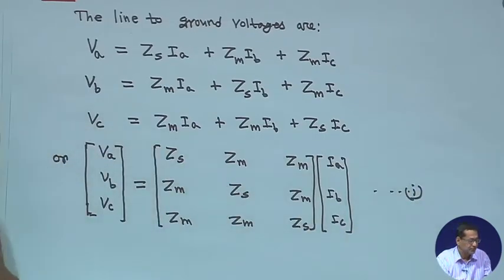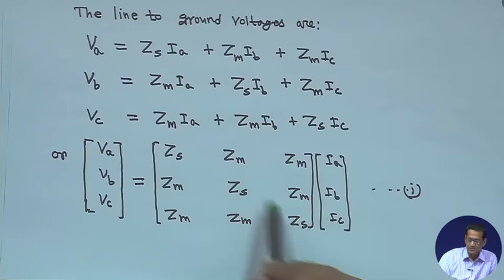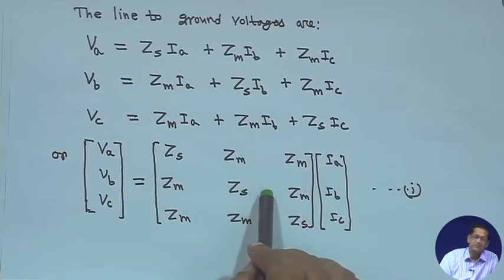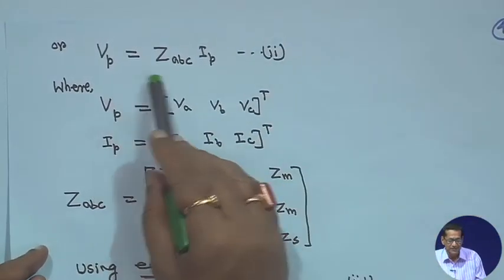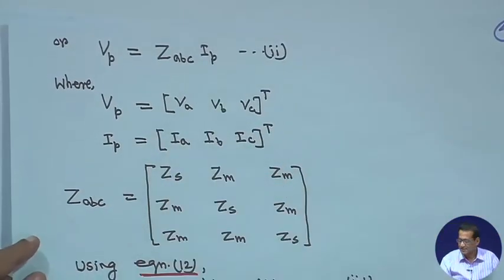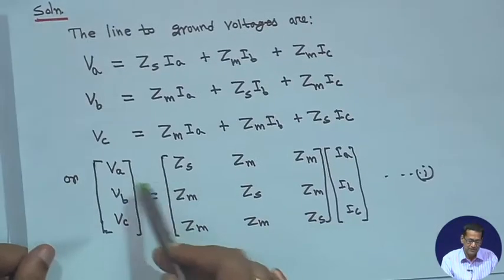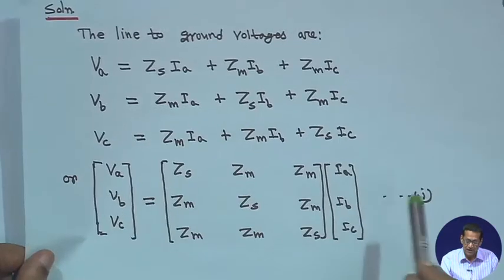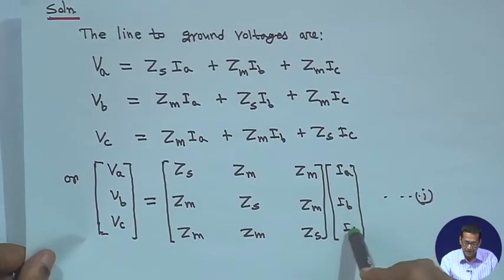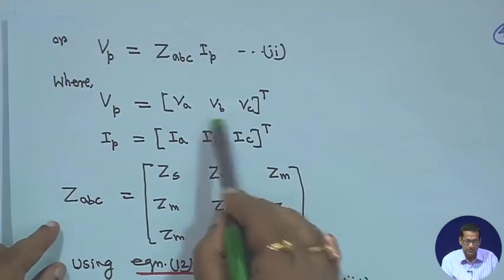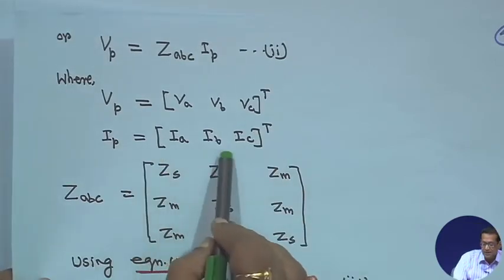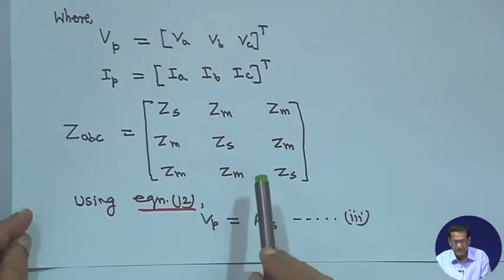Now, we will follow the same philosophy. As mutual inductance is there between the phases, this matrix will define Z ABC. We know from the same relation that Vp is equal to Z ABC Ip, where Vp is equal to the transpose of Va, Vb, Vc, Ip is equal to the transpose of Ia, Ib, Ic, and Z ABC is equal to this matrix.